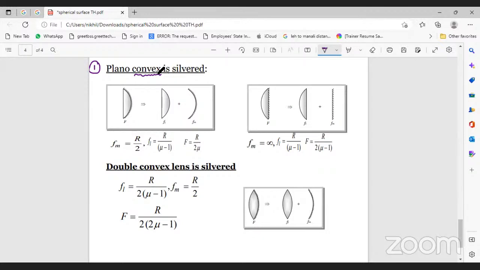Which surface is silvered in the first case? The convex surface, sir. The plane surface I will keep as it is, and the convex, curved surface is polished. When the curved surface is polished, it will behave like a mirror.